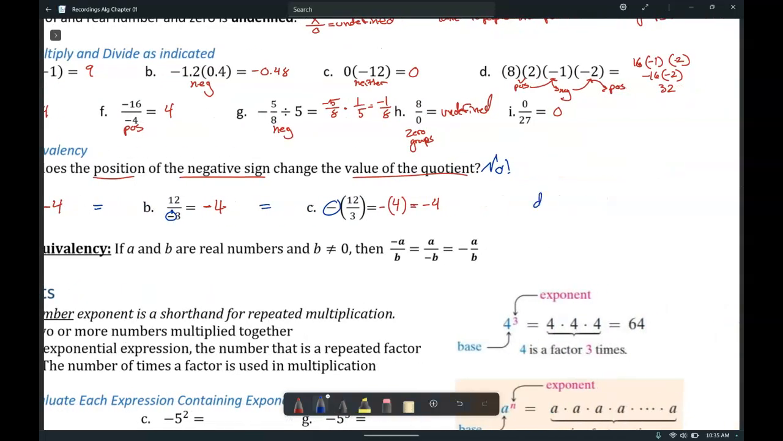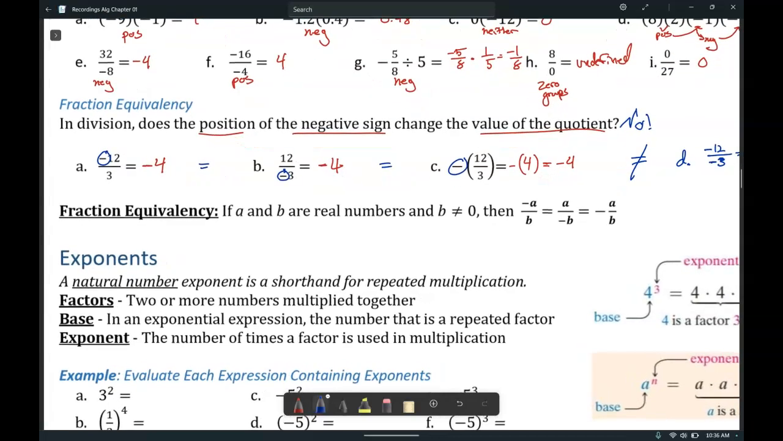The only thing that would be different is if I had a fourth example here, negative 12 over negative 3. Well, now this isn't a negative divided by a positive or a positive by a negative. It's a negative divided by a negative, which is going to be a positive quotient, which gives us a positive 4. So it's not going to be the same as this one. So that gives us our fraction equivalency rule: if a and b are real numbers, as long as b is not 0, then it doesn't matter if it's negative a divided by b, or a divided by negative b, or negative quotient of a and b, they will all be equivalent.